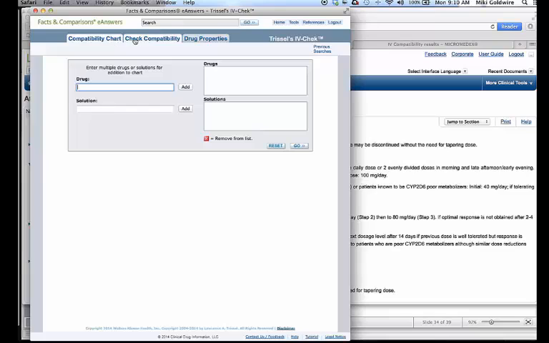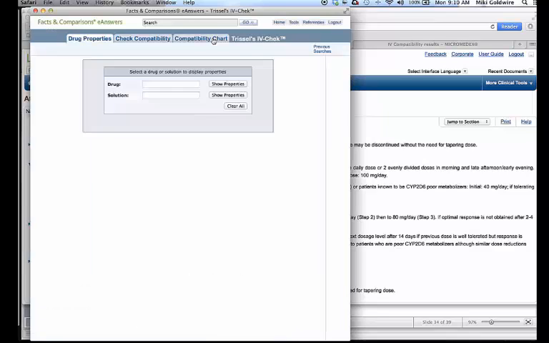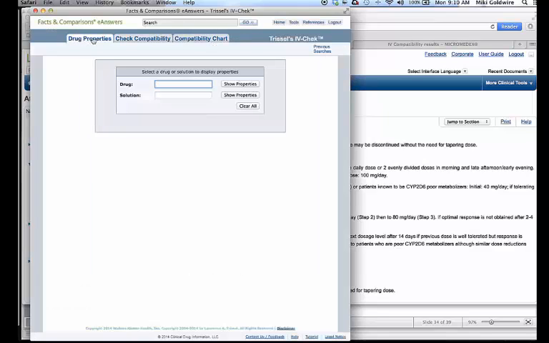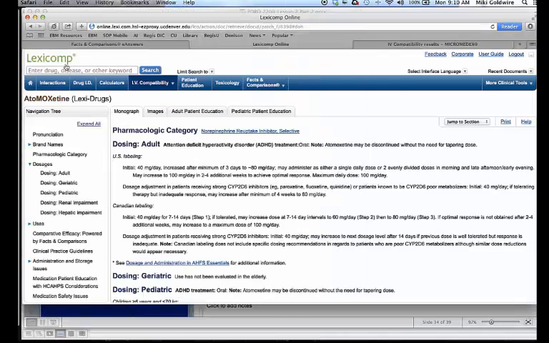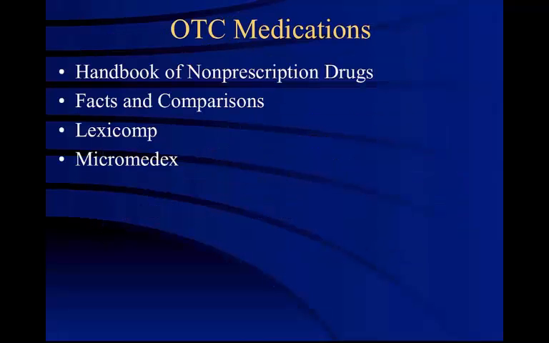So again, I just do the same thing. I would want to make sure that my tab up here is check compatibility. And at a Y site, it's asking you for the vehicle and the drug. So the vehicle is going to be the solution, like D5. I get the same drug properties as I did with Micromedex by clicking on the Drug Properties tab. So I could tell the nurse that midazolam can be given IV push through a line with heparin.